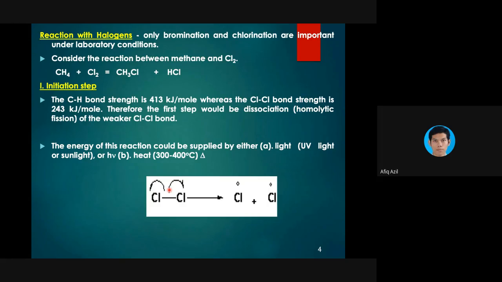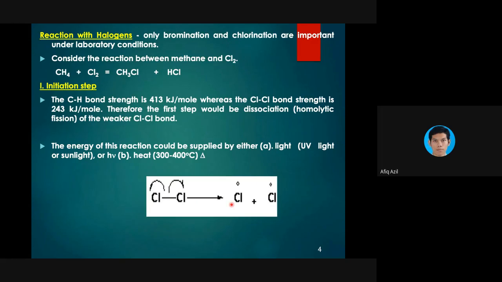So in the first step, we want to break the Cl-Cl bond, not the C-H bond, because to break the C-H bond, the energy needed would be much higher than 400 degrees Celsius. Once the Cl-Cl bond proceeds with homolytic fission, each of the chlorine atoms will receive one electron. And what you end up with is two chlorine free radicals.